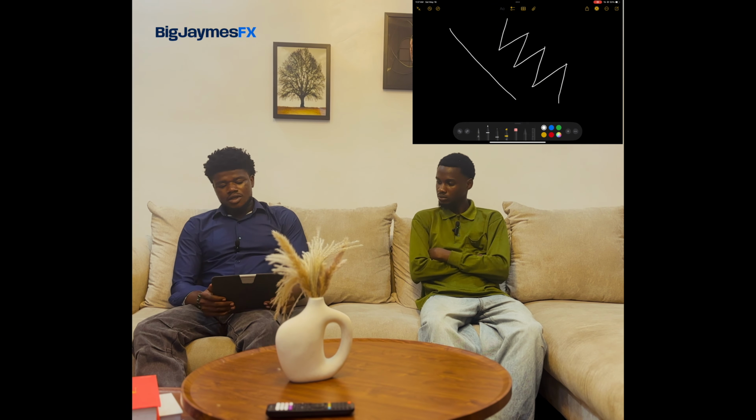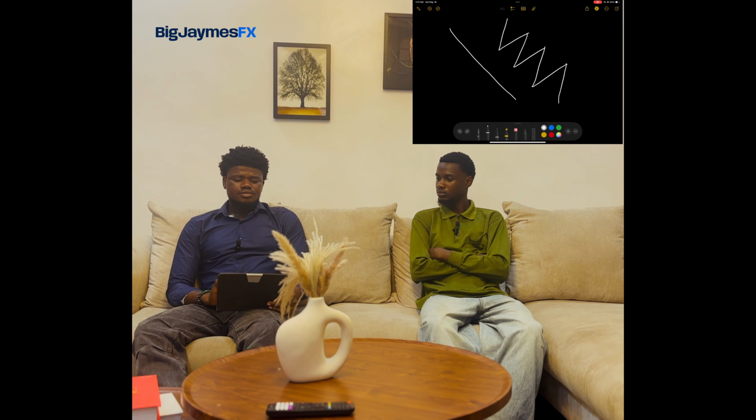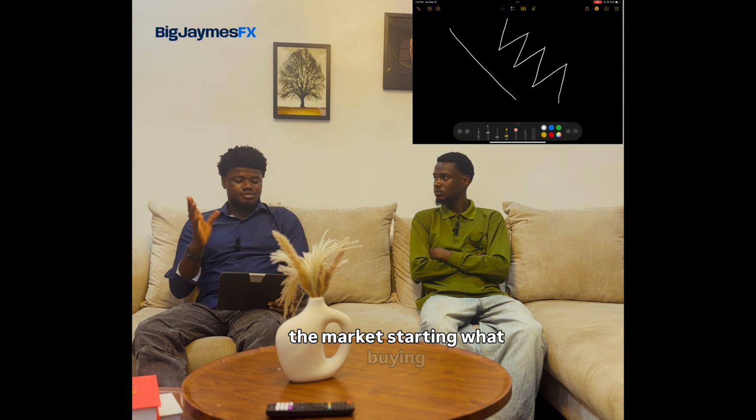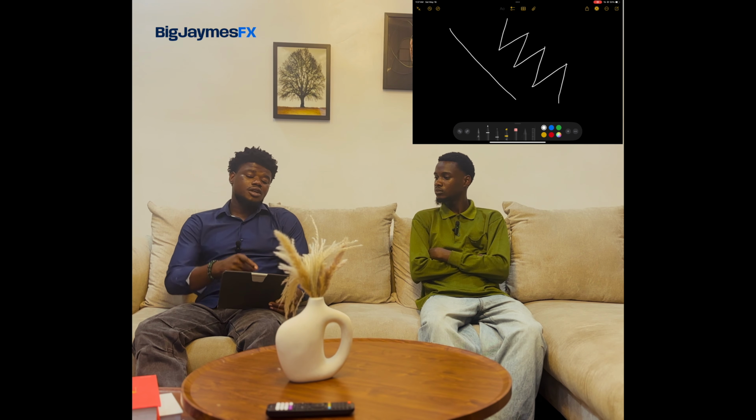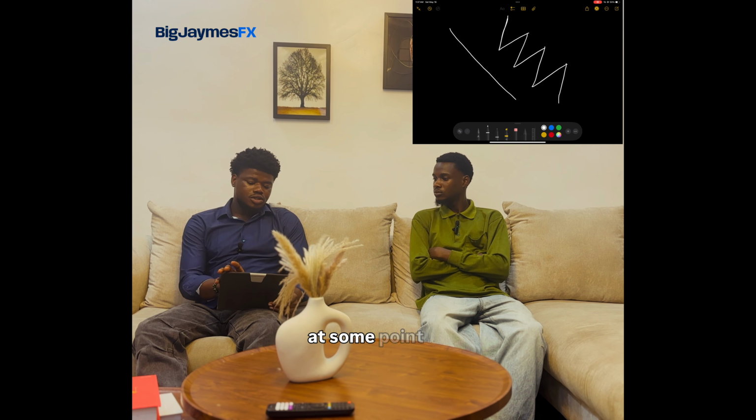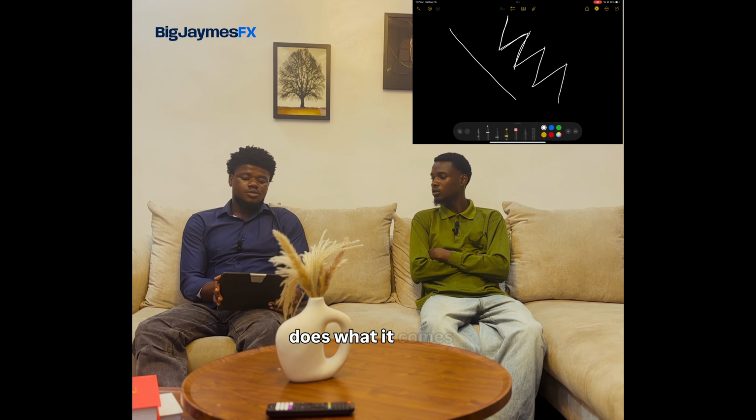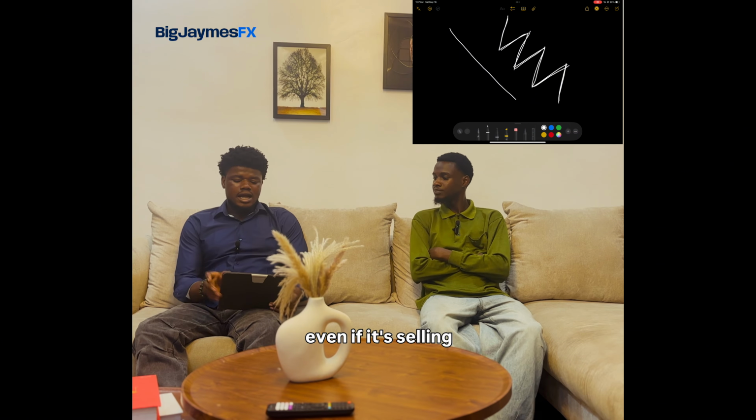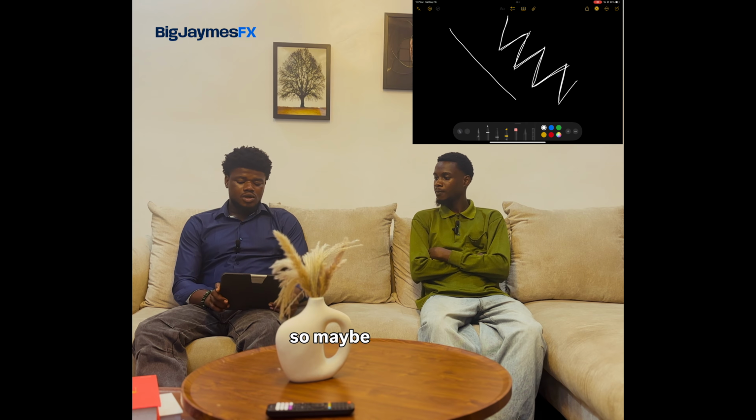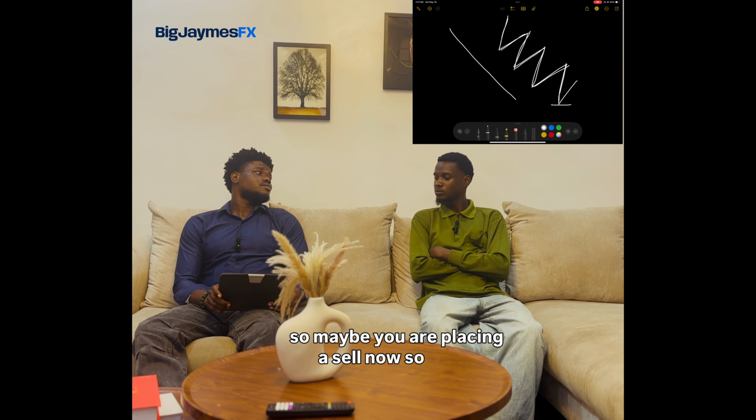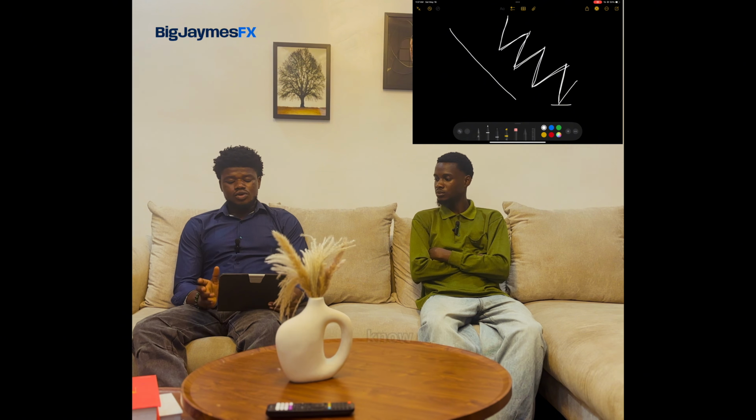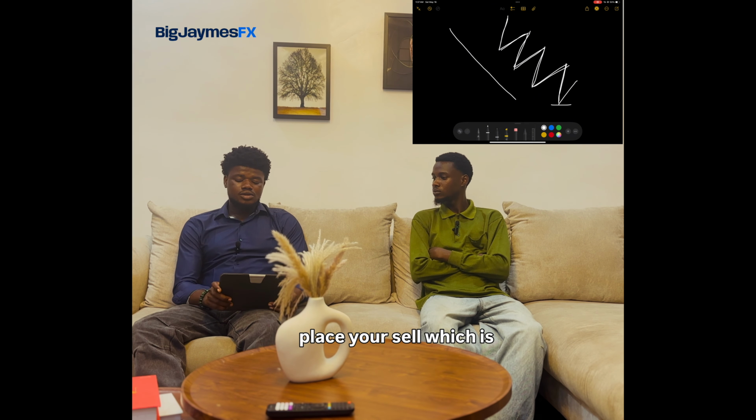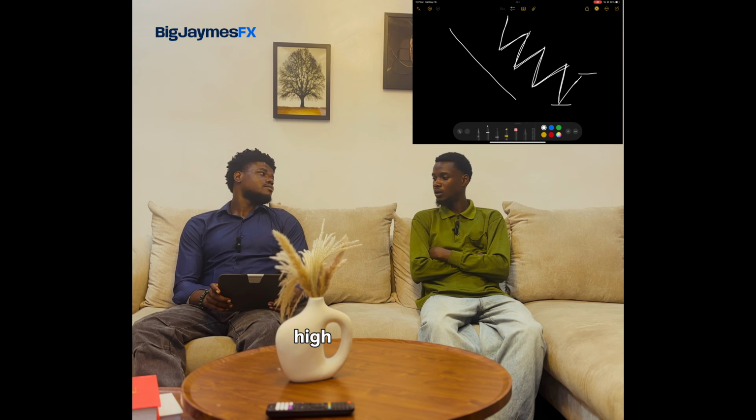You understand me? Now for a selling market, there's a point you should take a sell so that you don't sell and the market starts doing what? Buying. As you can see on my screen, it is coming down. At some point it goes up. At some point it comes down. At some point it goes up. So you shouldn't go in even if it's selling, and at that point it is trying to buy. So maybe you are placing a sell now. That's very wrong. You should know a point where you should place your sell, which is your what? Lower high. Do you understand me?